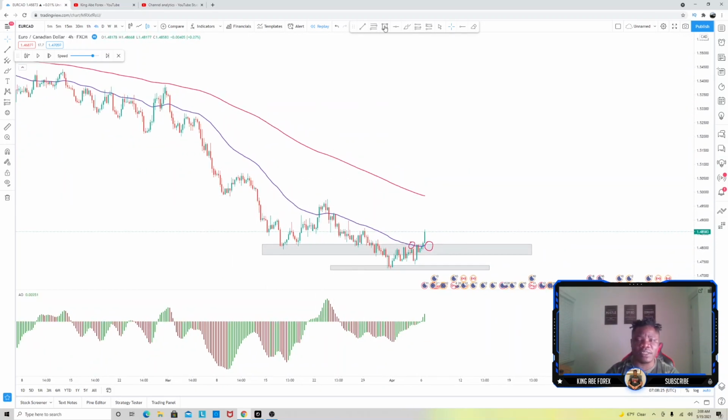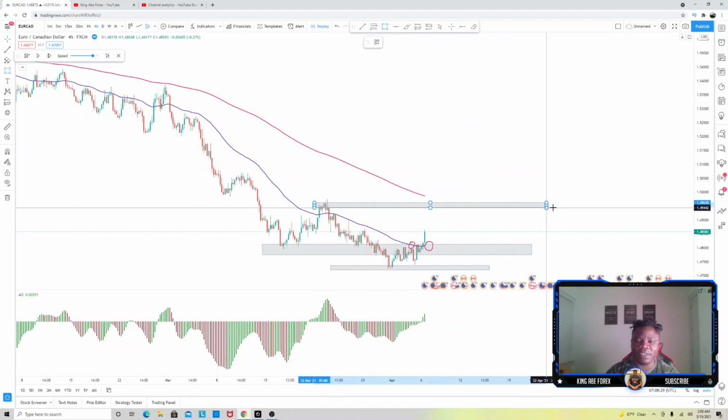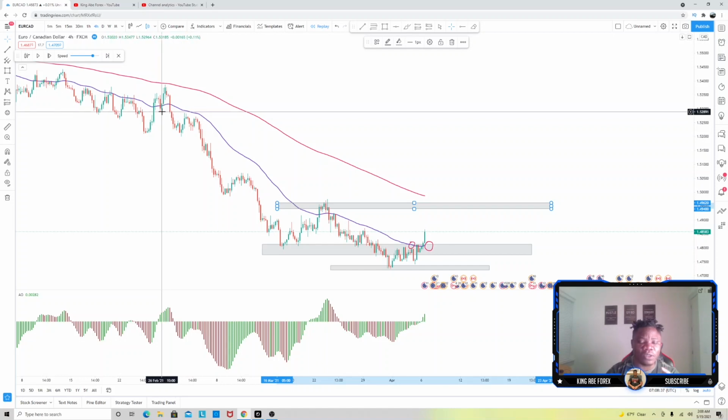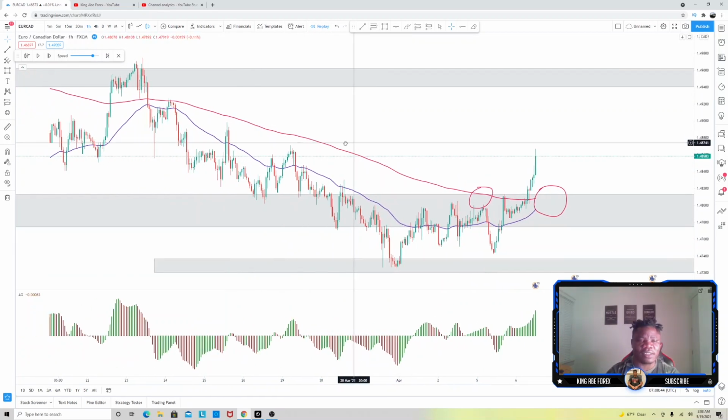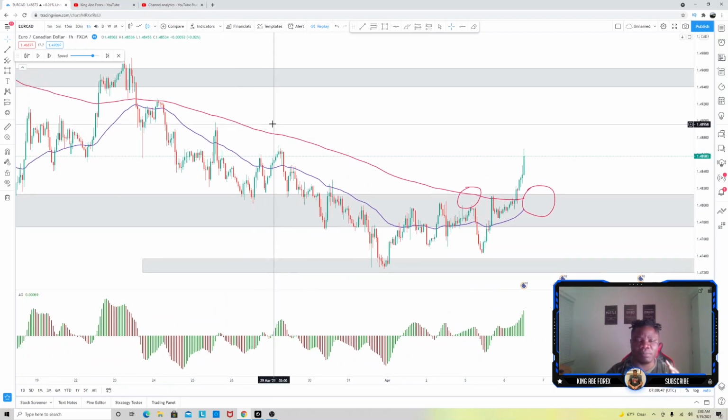Now, as we can see, we absolutely have a resistance right over here. We have a resistance right over here. So what we're going to do is we're just going to mark that, and then we're going to go back to the 1-hour time frame and see how this trade played out.